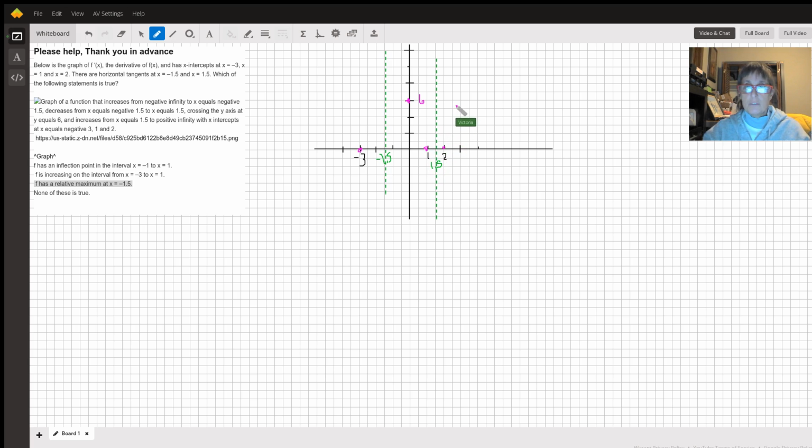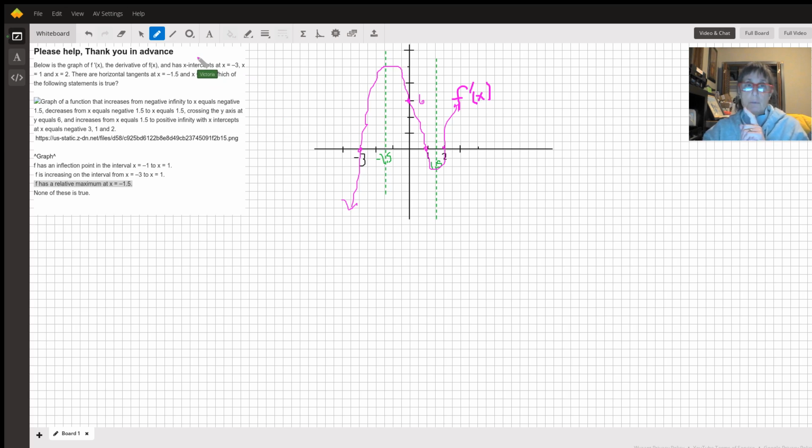Oh, it shouldn't have an inflection there. But anyway, it goes on. It's hard to draw with this. It looks something like this. And let's remember that this is the first derivative. It is not the original function. This is f prime of x.